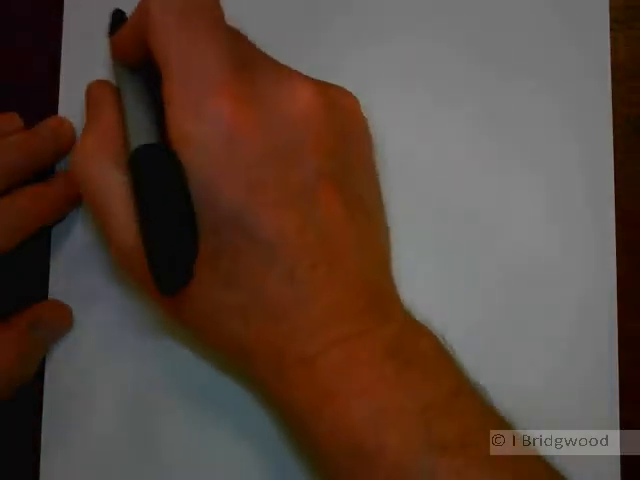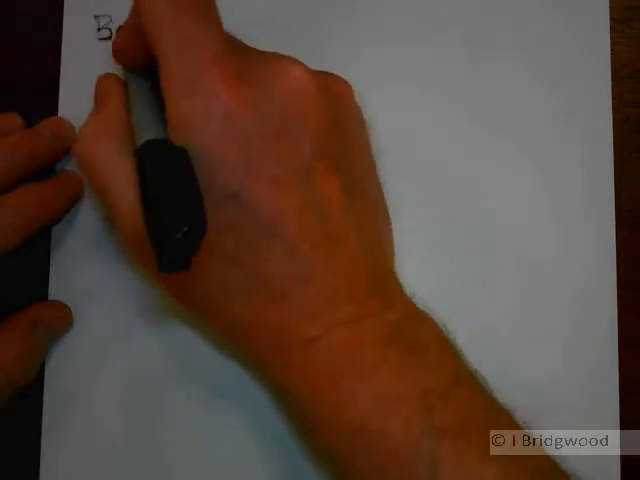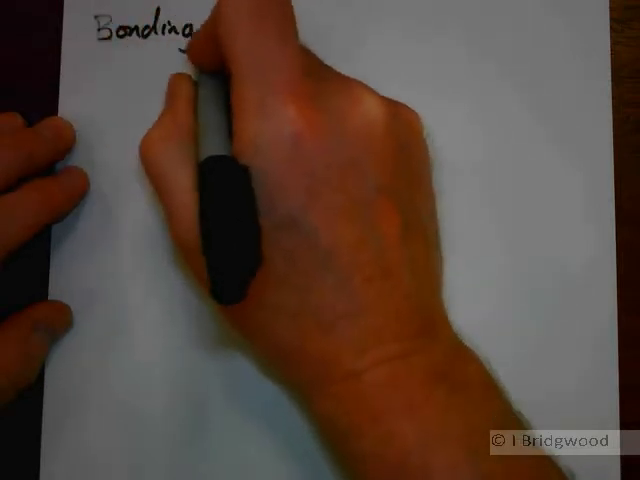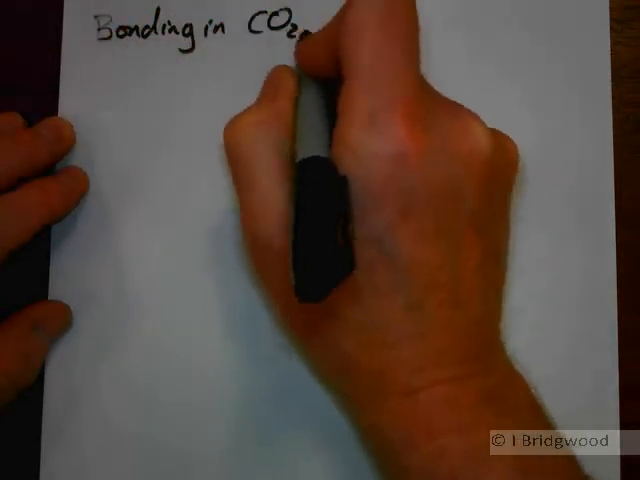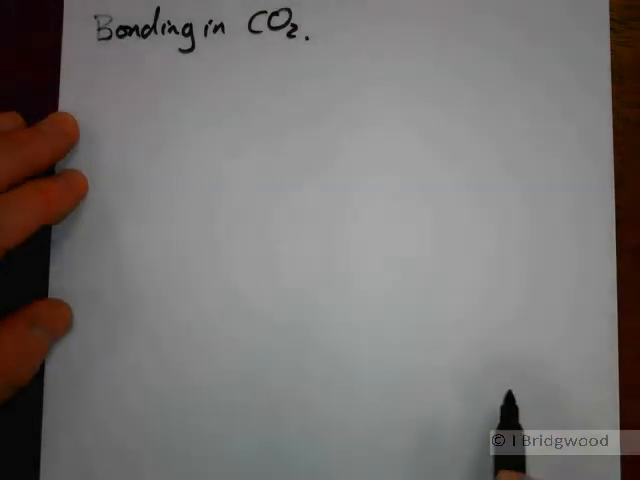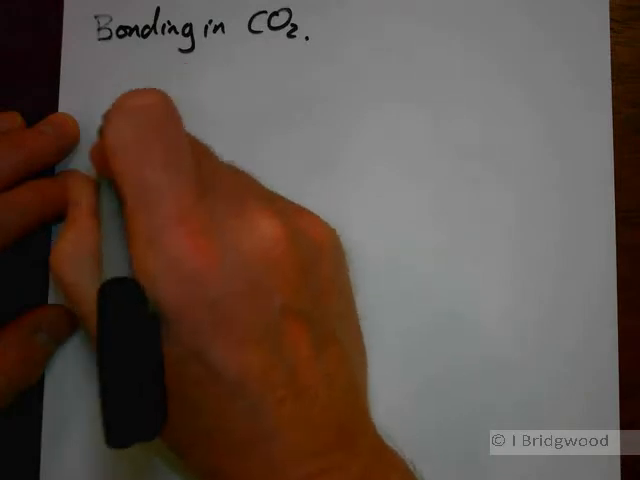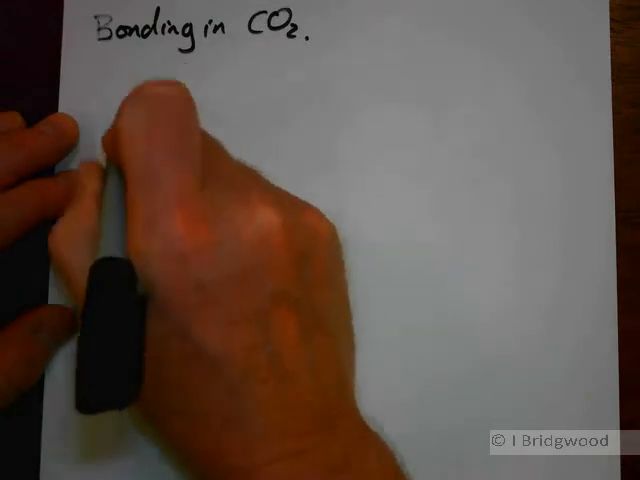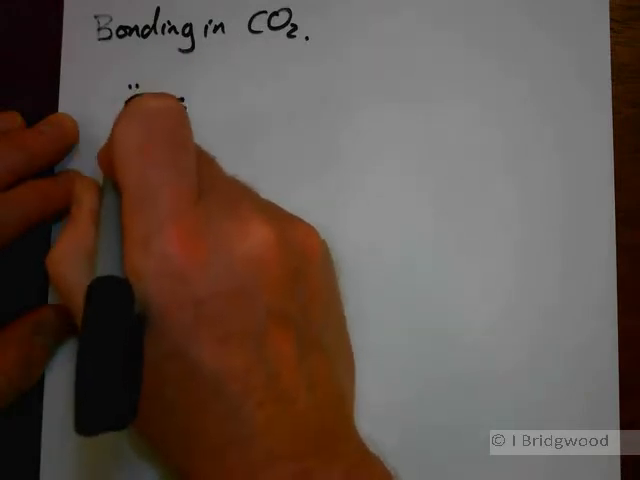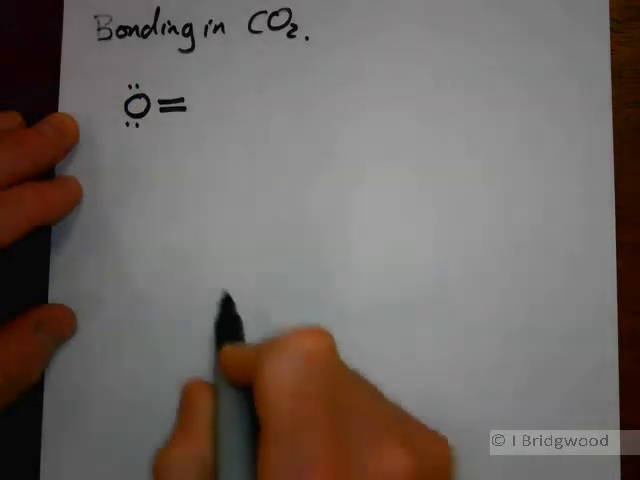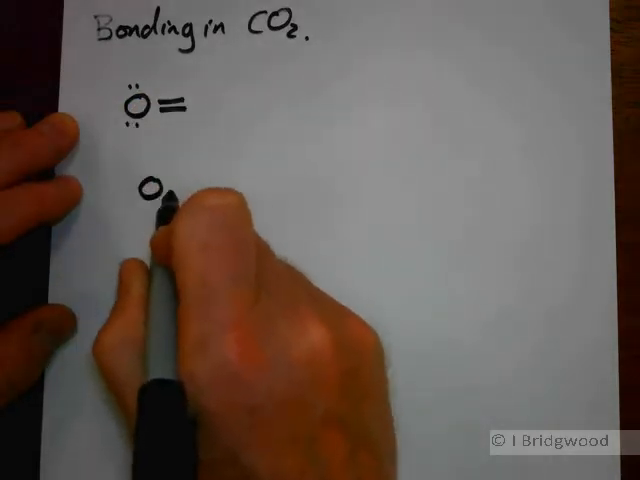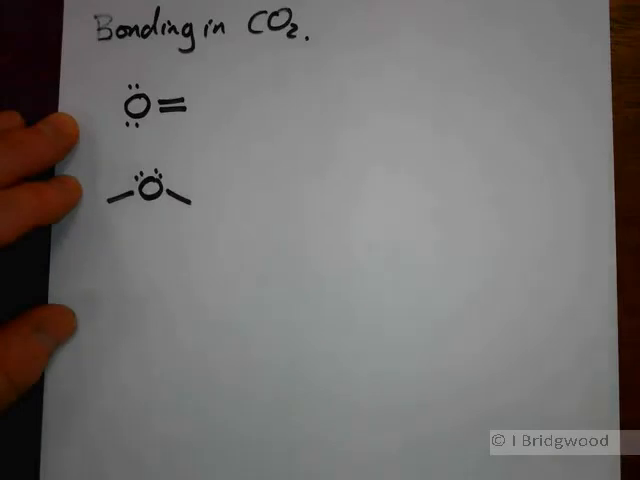So, what about the bonding in carbon dioxide? Well, we've got two oxygens, and of course our bonding possibilities for the oxygens is one double bond, show the lone pairs of electrons there, or two single, and I'll show the electron pairs like that.